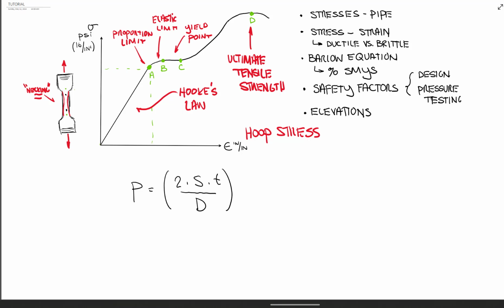So let me go over the basics here. D is the diameter, and that's the outside diameter. Now, I need to note here that it's the actual outside diameter, not just the nominal. So 12-inch nominal piping isn't just 12 inches on the outside diameter. It's actually 12 3/4.